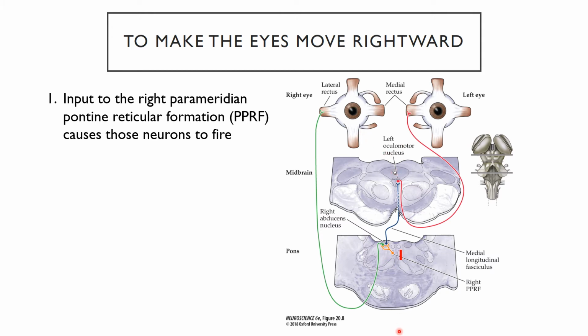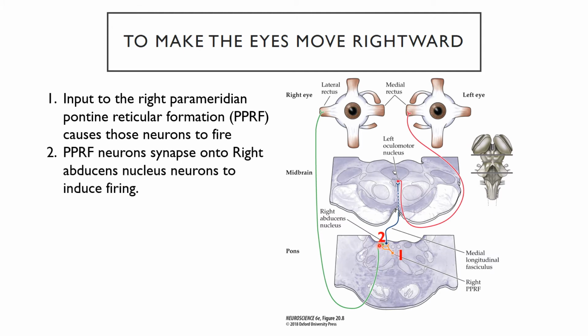To orient ourselves, just to back up a bit, these are the cross sections within the midbrain, where you would find the oculomotor nucleus, and so that would be right here. And then this is in the pons, which is below the cerebellum. We're looking at a cross section here, and this is the midline. So this is the right PPRF, and those neurons are firing. Those neurons project to the right abducens nucleus. These neurons are excitatory, and they cause neurons in the right abducens nucleus to fire as well.